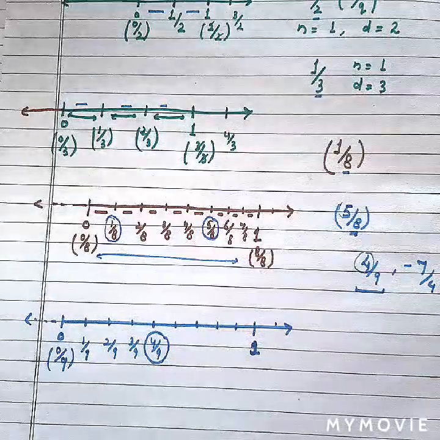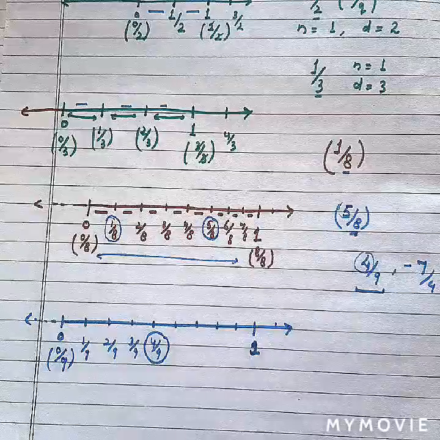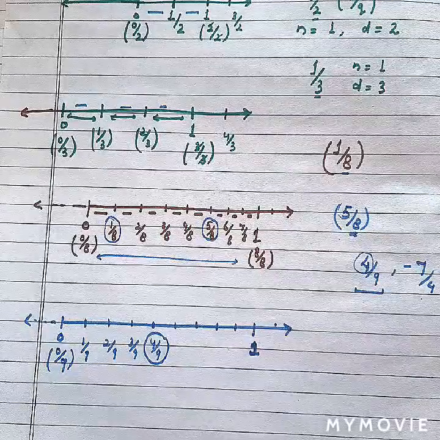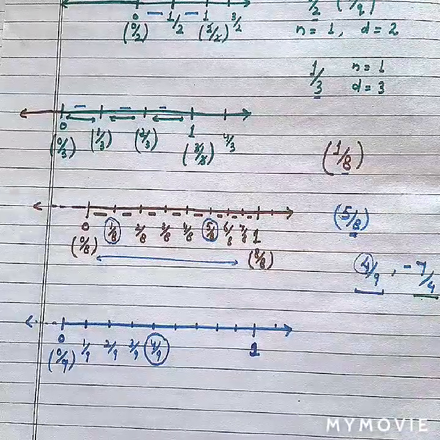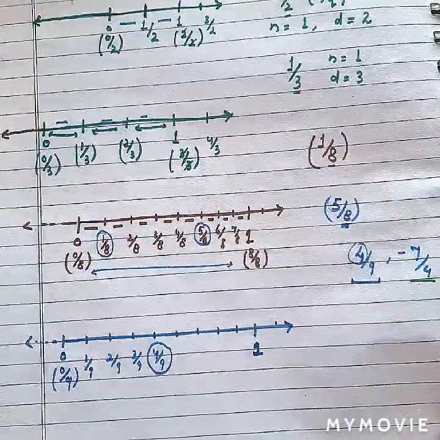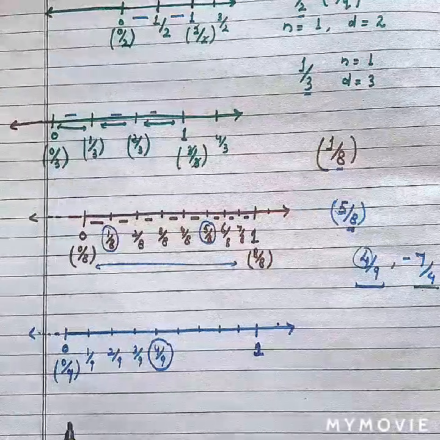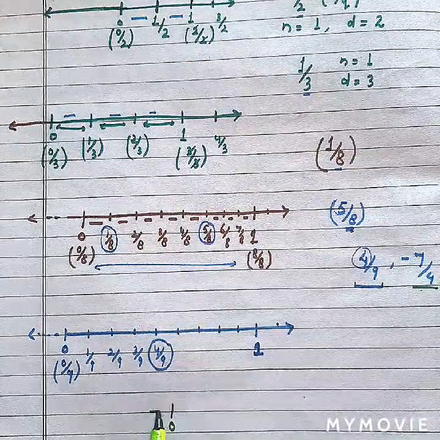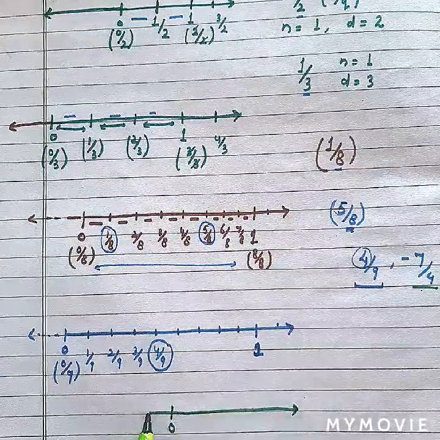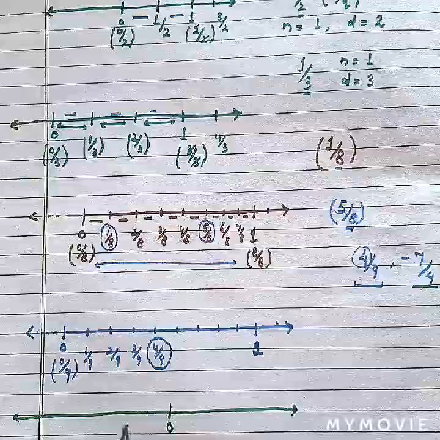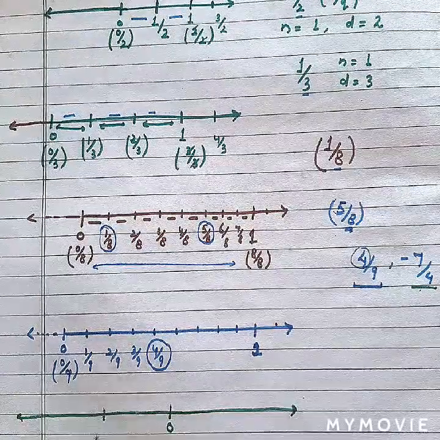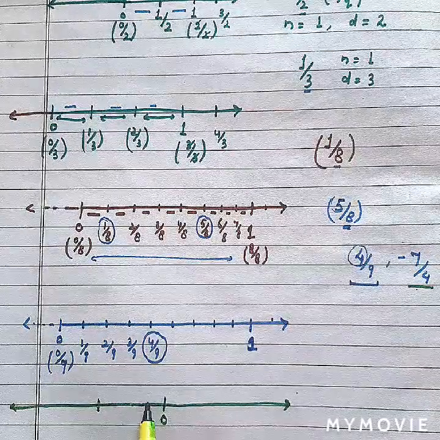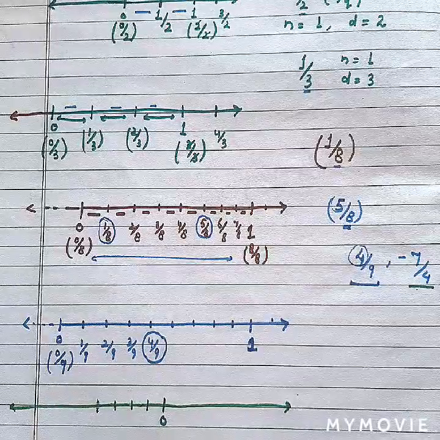To consider minus 7 upon 4, what does it mean? We have divided the unit value into 4 parts. We have to consider negative values also, so I take 0 over here somewhere, and we will go in the negative direction, and let us say 1 is somewhere here. First of all, divide the parts into 4: 1, 2, 3, 4.